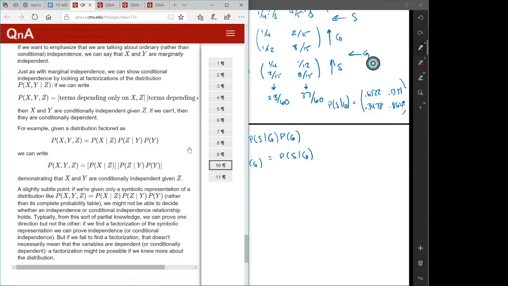But it's not completely general, right? It could happen that we're given a factored form that doesn't let us prove some particular conditional independence relation, but that conditional independence relation might still hold if we look at the exact real numbers that fill out the probability table.